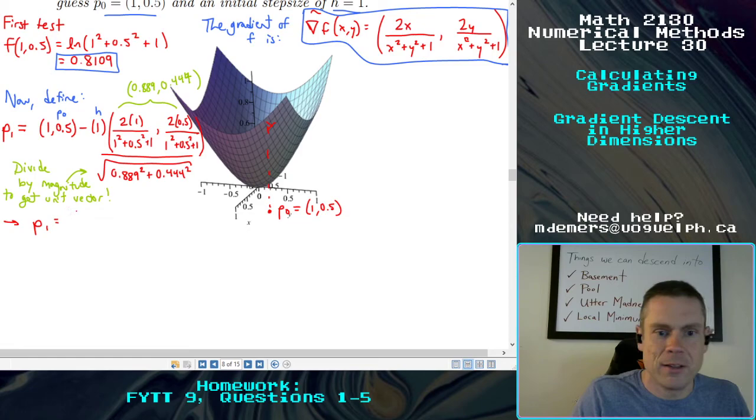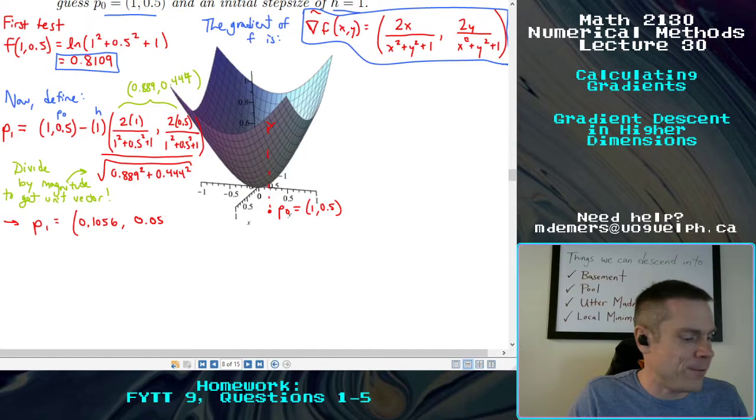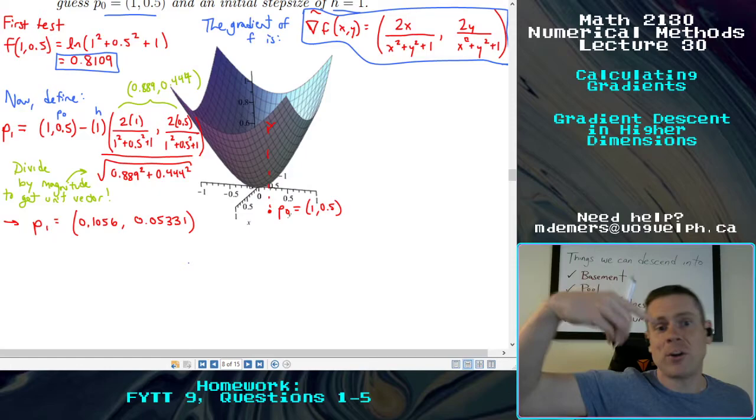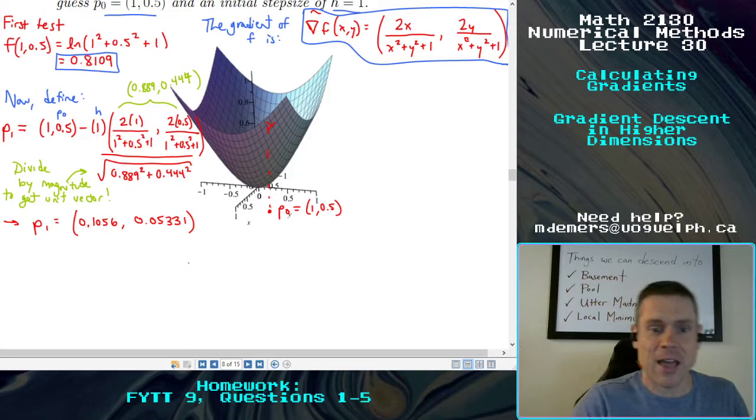0.1056, 0.05331. Okay. We don't know that this is our next point. We have to test it to see if it produces a smaller value for f than the one that we started with. The first one that we had was 0.8109 in height, so this one needs to be less than that. So test this.